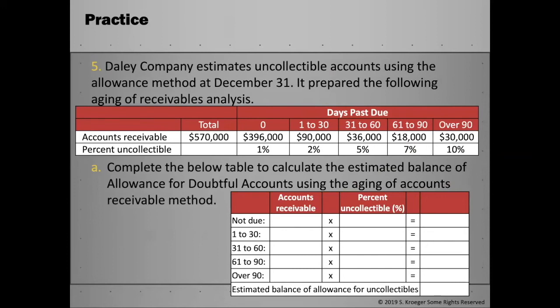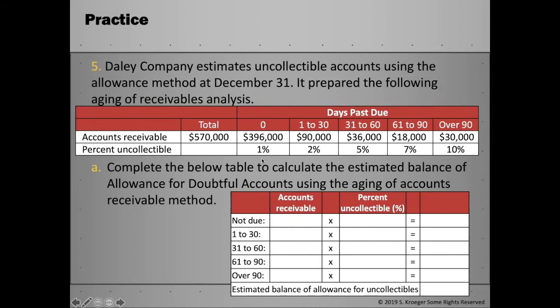We have Daily Company, which estimates uncollectible accounts using the allowance method at December 31st, and prepares the following aging of receivables analysis. In this chart, it shows that the total amount of accounts receivable is 570,000. Under the percent of receivables method, we would just take 1% and multiply it by this 570. Instead, we're going to classify the accounts by how past due they are. For instance, this first column is those who aren't past due at all.